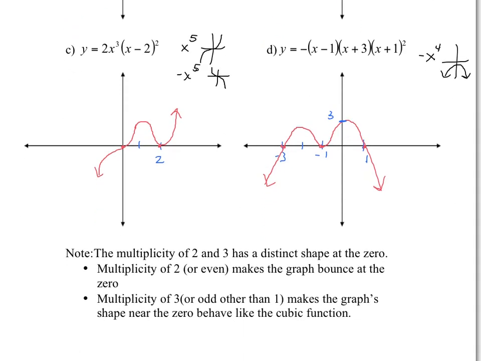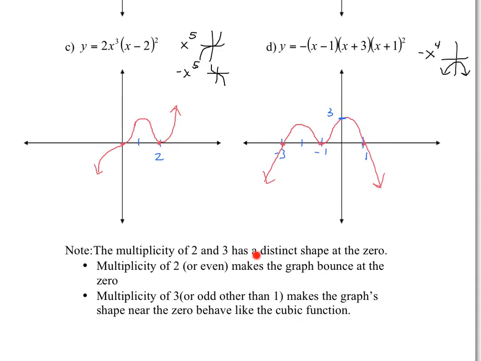Okay, a couple things to note. The multiplicity of 2 and 3 has this distinct shape at the 0. So the cube, this shape here, and the square shape here. Again, to sketch, you draw a half parabola one way, half parabola the other way. So multiplicity of 2 or anything even makes the graph bounce. The multiplicity of 3 or odd, other than 1, because with 1 you go straight across, makes the graph shape near the 0 behave like a cubic. All right.